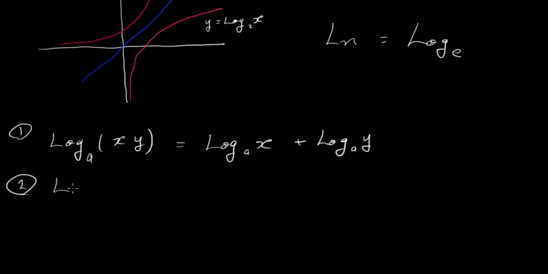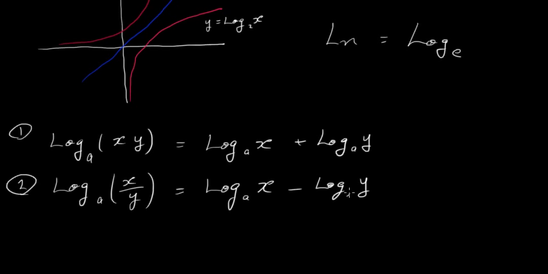Second one then is if we have the log of two things divided, or one thing divided by another. So for example, if we have x divided by y to the base a, so in other words, a to the power of something will give me x divided by y. So that's just log x to the base a minus log y to the base a. So we're just subtracting here.